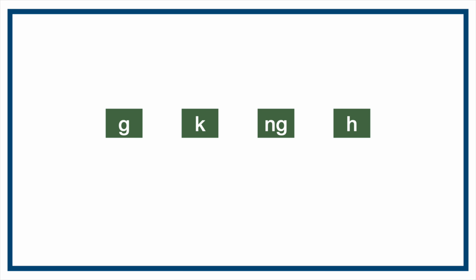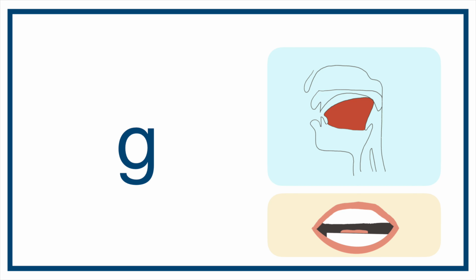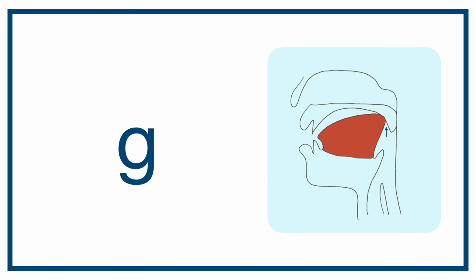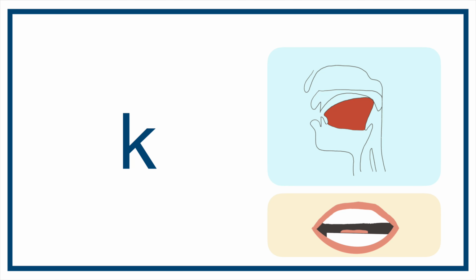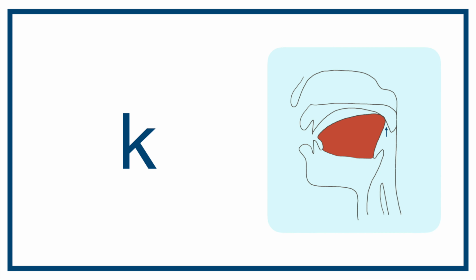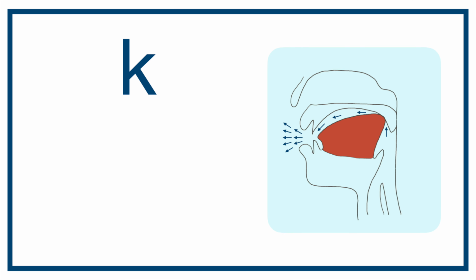Here's the third group. First, to pronounce g, we need to raise the back of your tongue and use it to block the air, then release the air. G, g, ga, ga. K needs to be pronounced with stronger airflow. Again, raise the back of your tongue and block the air. Then release the air with a heavier puff of air. K, k, ka, ka.